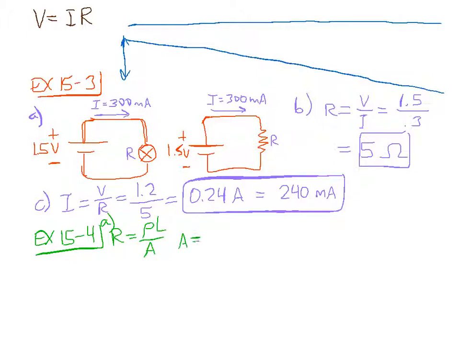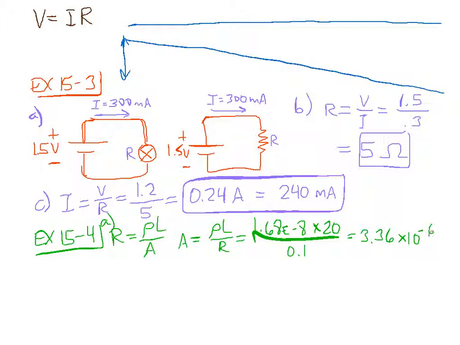So A is equal to rho L over R, which is 1.68 times 10 to the negative 8 times 20 divided by 0.1, which gives you an answer of, for the area, 3.36 times 10 to the negative 6 meters squared.